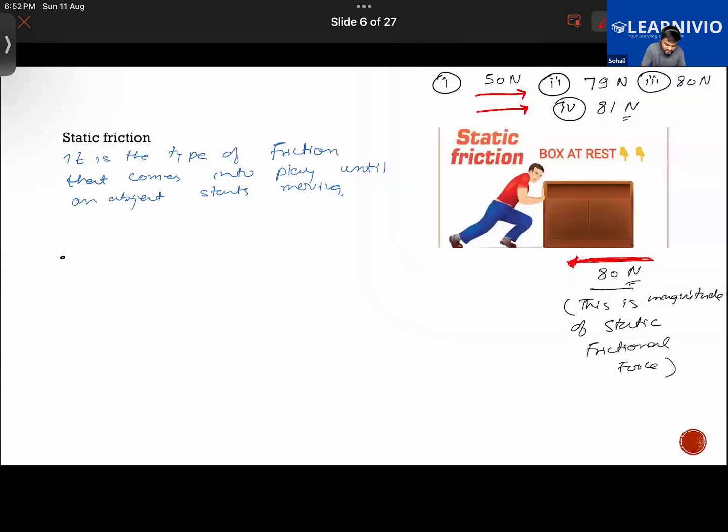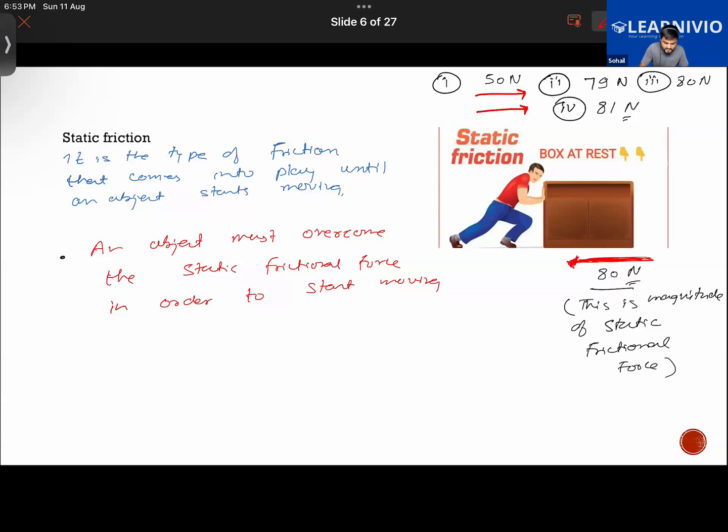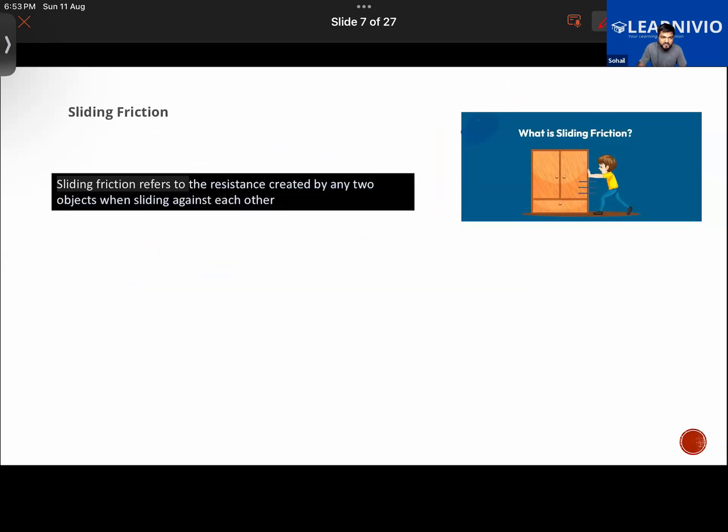Furthermore, another important thing: whenever you write the definition of this, write down this point also, that an object must overcome the static frictional force in order to start moving. As you have seen, the person applied a force of 81 Newton in order to make this object move. So a force greater than static friction has to be applied to make an object move. Got this, everyone? Okay, next topic we would be learning about is sliding friction.